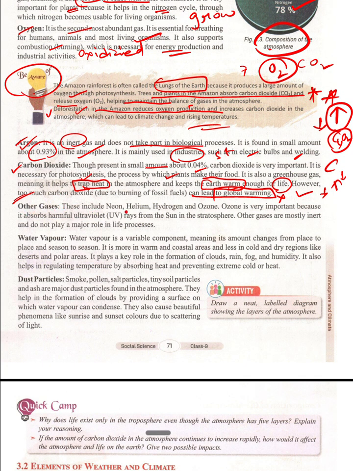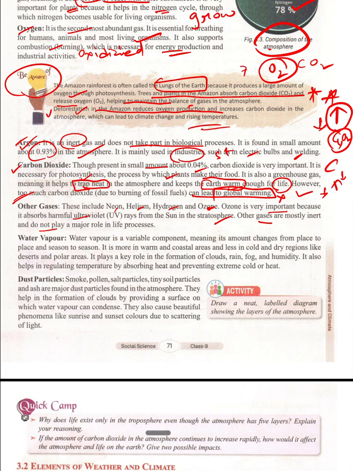Other gases include neon, helium, hydrogen, and oxygen. Ozone is very important because it absorbs harmful ultraviolet rays from the sun in the stratosphere, as I already discussed with you. Other gases are mostly inert, meaning not reactive, and do not play a major role in the life process.